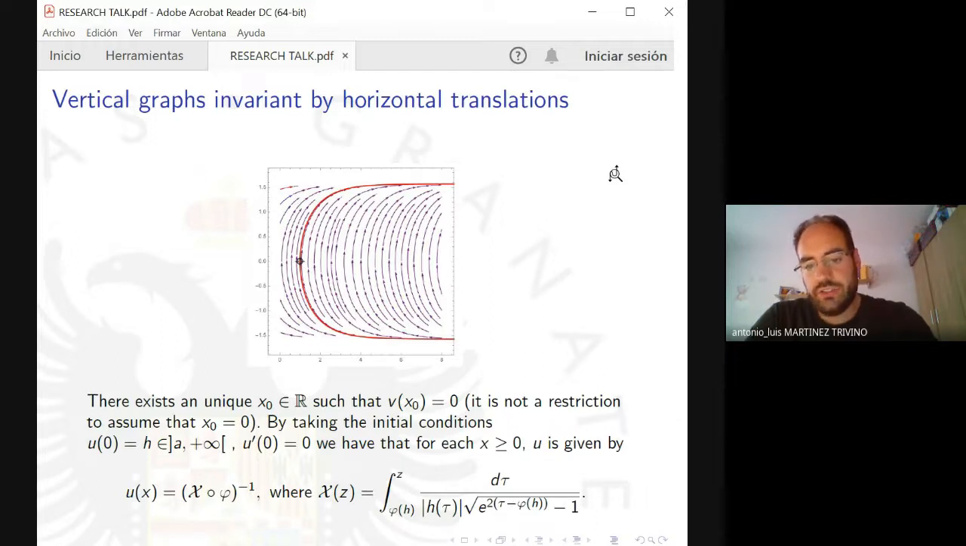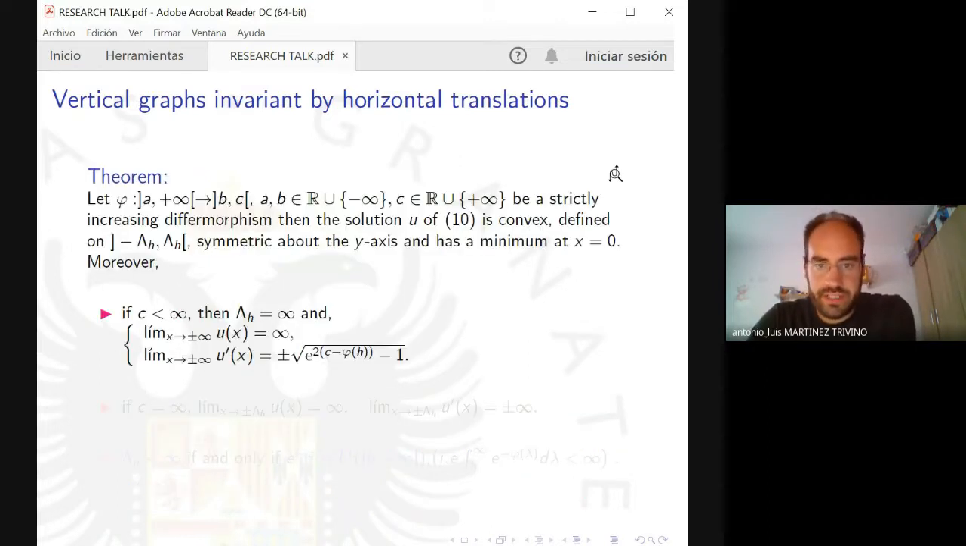Taking this initial condition, we have that for any non-negative real number, the solution U is given by the following expression. Joining all the properties of this solution, we obtain the following two theorems. Namely, we consider phi a strictly increasing diffeomorphism. In this case, the solution U is convex, even, and has a minimum at the origin.